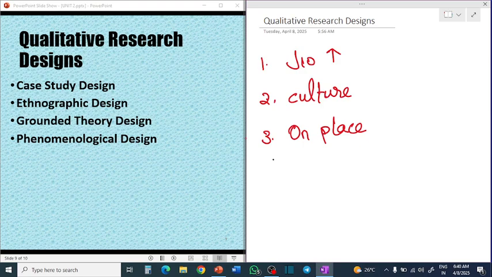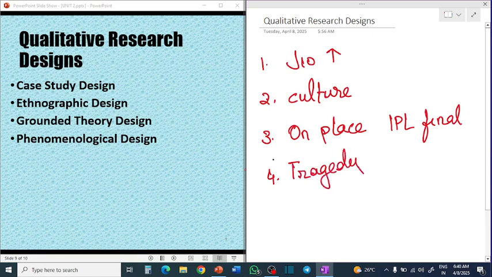On that particular event, what happened? Like on the event of the IPL final, the ones who were present at the IPL final will describe their experience. That is known as grounded theory design. Fourth one is phenomenological. In this, a particular phenomenon is required, like some tragedy or a particular event, in which the people's experiences are recorded. So this is qualitative research design.